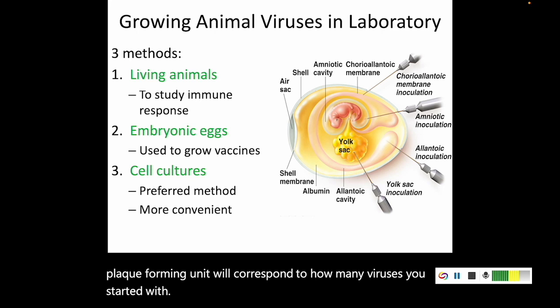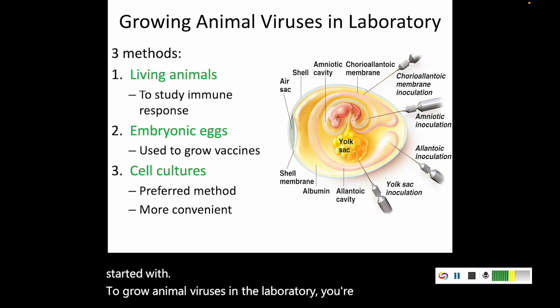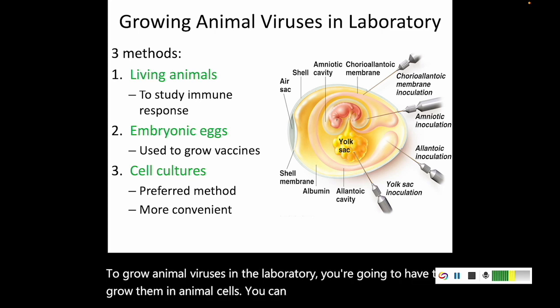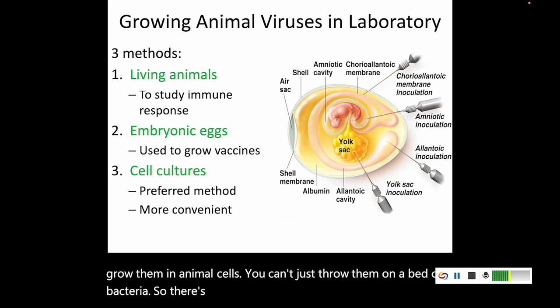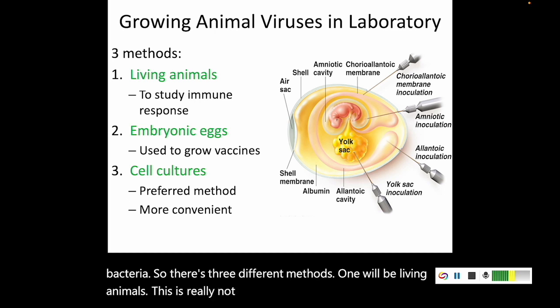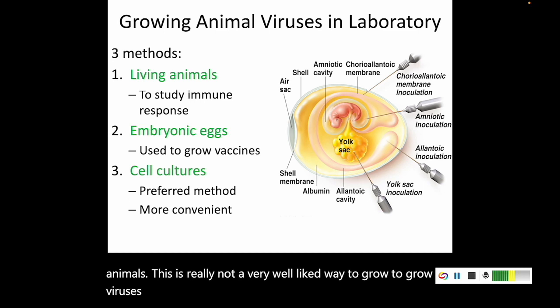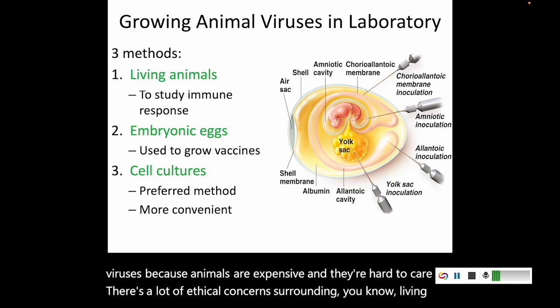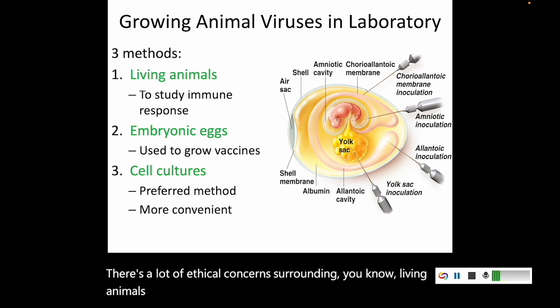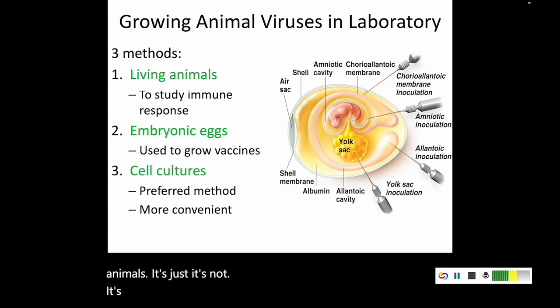To grow animal viruses in a laboratory, you're going to have to grow them in animal cells. You can't just throw them on a bed of bacteria. So there's 3 different methods. One would be living animals. This is really not a very well-liked way to grow viruses because animals are expensive and they're hard to care for. There's a lot of ethical concerns surrounding living animals. It's not financially or morally or emotionally people's first choice usually.